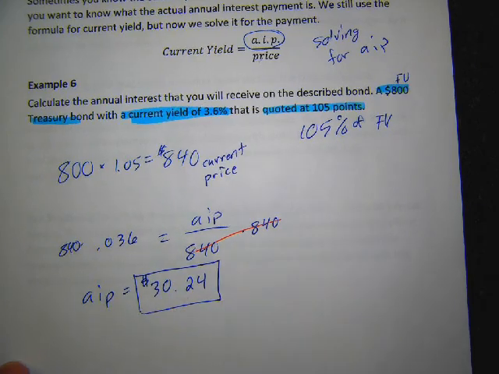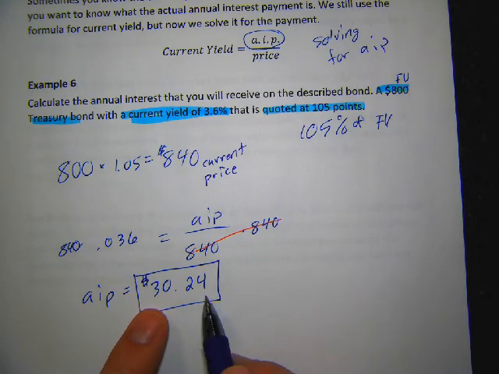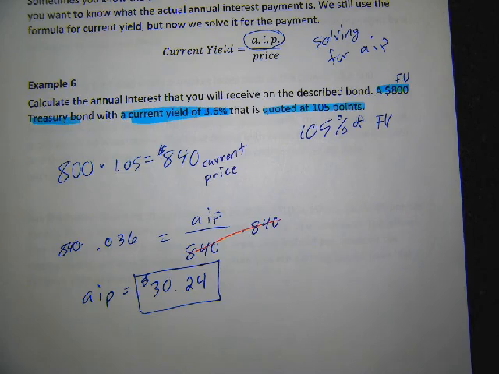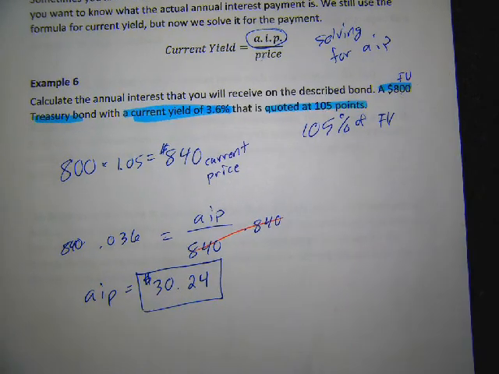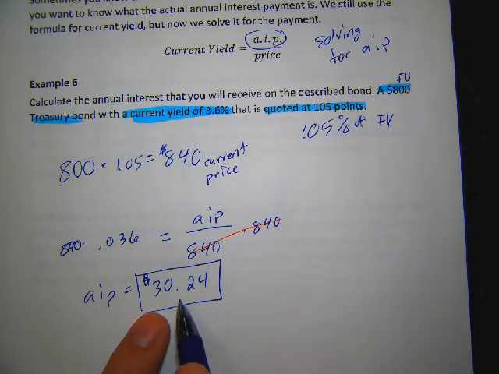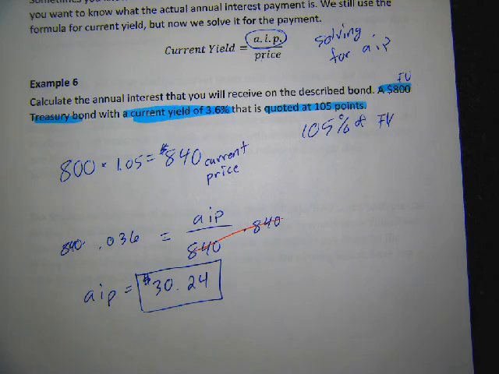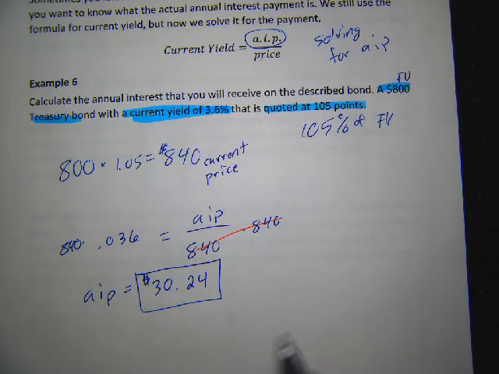Now we know how much we're getting in interest each year. We get a $30 interest payment every year. We actually never found the coupon rate, so we don't know what the coupon rate is. You could take this and divide it by 800, and that would give us the percentage, which is the coupon rate. But we just needed to know the annual interest payment, and we found it, again, using the current yield formula.